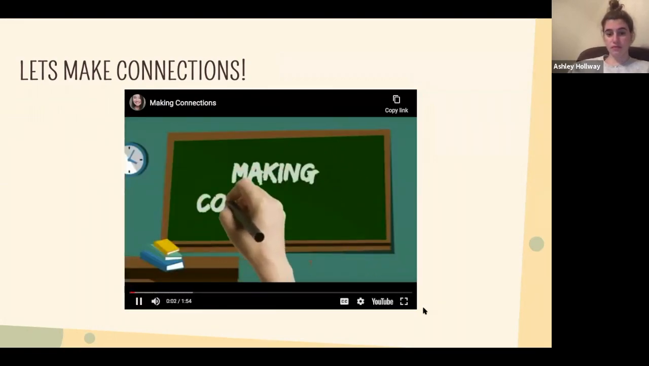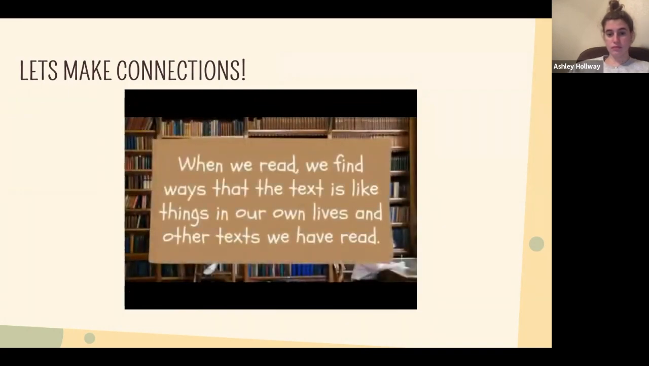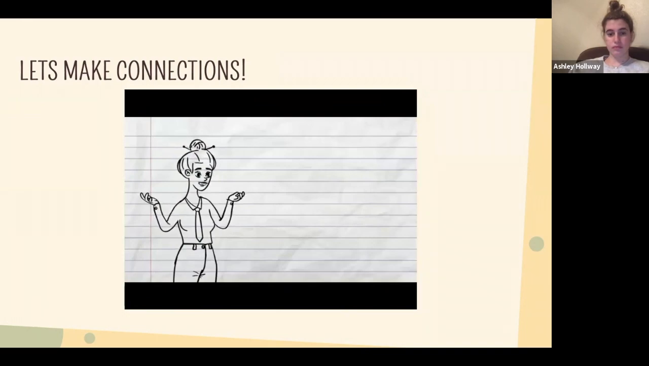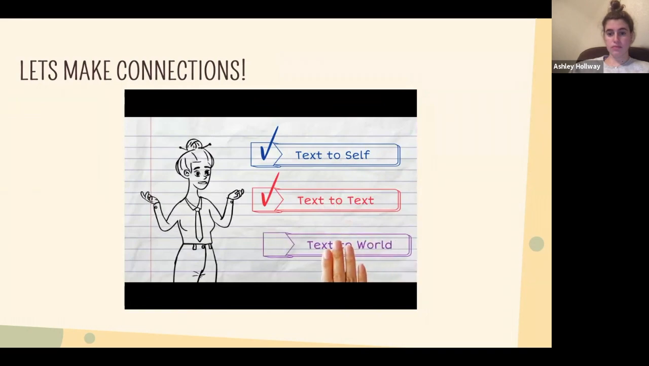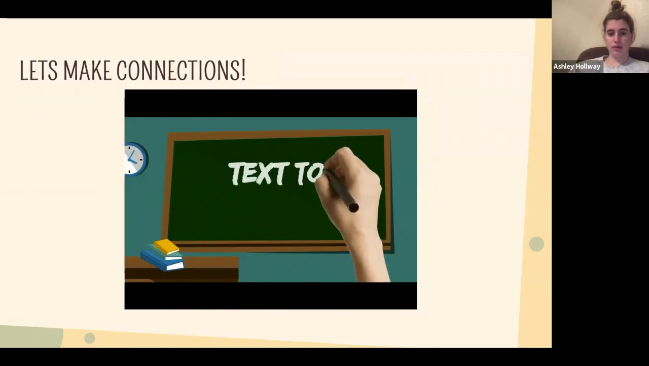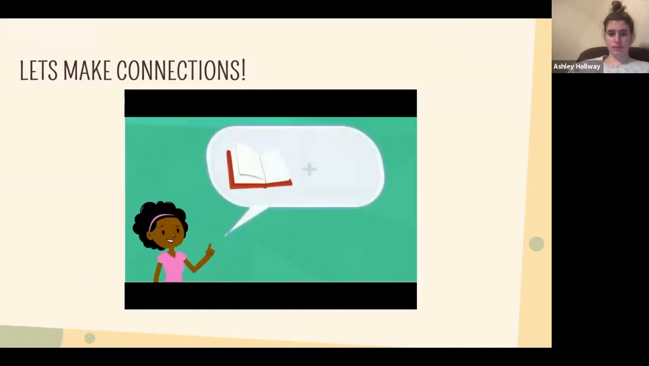This week, we will be learning about making connections. When we read, we find ways that the text is like things in our own lives and other texts we have read. There are 3 ways we can make connections to the text. We can use text-to-self connections, we can use text-to-text connections, and we can use text-to-world connections. Let's first take a look at text-to-self connections. When you make a text-to-self connection, you're relating something from the story to yourself.